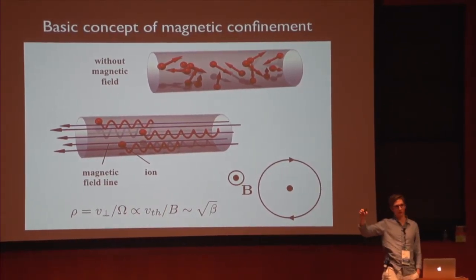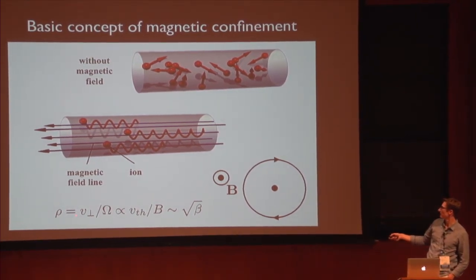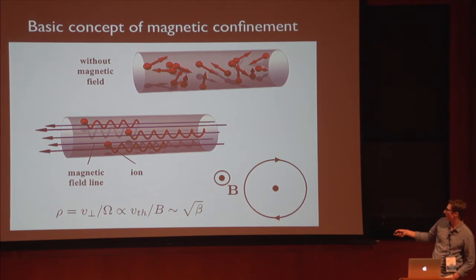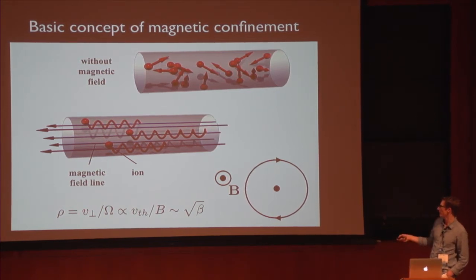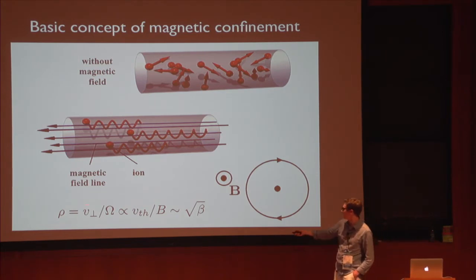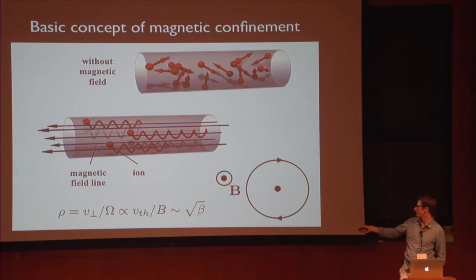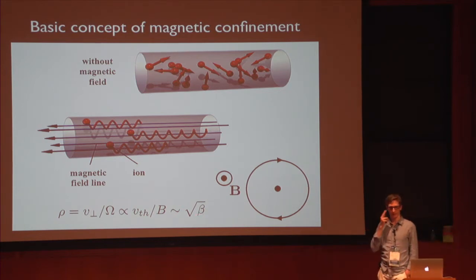If we apply some magnetic field, then we know that the particles are going to stream along that magnetic field. They'll gyrate around the magnetic field, and they're going to gyrate with this gyro radius, which goes like the speed at which they're gyrating over the frequency at which they're gyrating. And if this characteristic speed is like the thermal speed of a particle, then we can see that the gyro radius, roughly speaking, goes like the square root of the plasma beta.